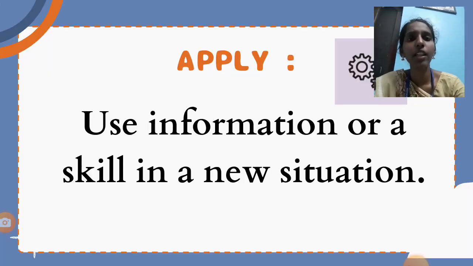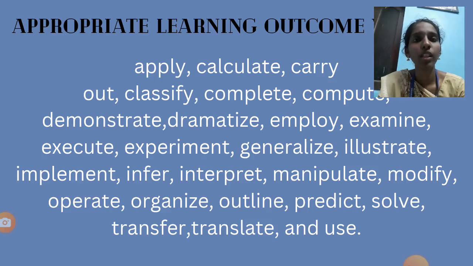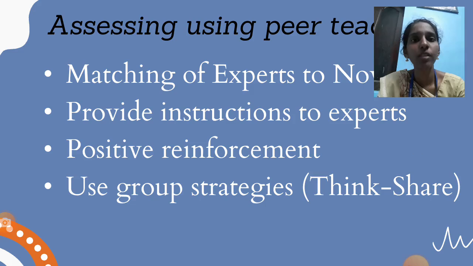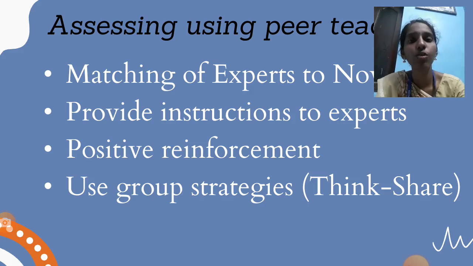Next, apply. Here, use information or a skill in a new situation. So here these are the appropriate learning outcome verbs. And assessing using peer teaching. Peer teaching means matching of experts and new ones. So here in peer teaching we should match students, where one student is an expert and the other student is new to that particular idea, and provide instructions to experts, positive reinforcement, and use group strategies.